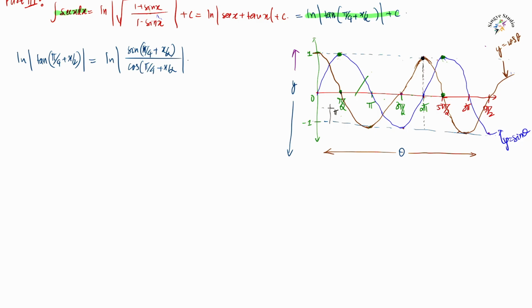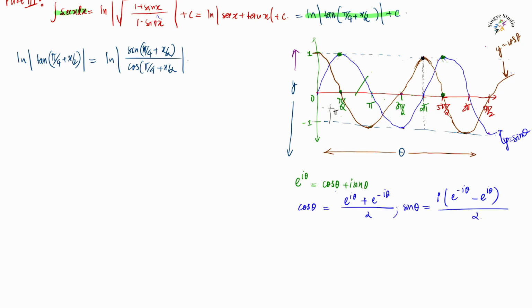From Euler's formula, we have e raised to i theta equals cosine theta plus i times sine theta. Therefore, to express cosine theta in terms of e raised to i theta, cosine theta is equal to (e raised to i theta plus e raised to minus i theta) divided by 2, okay? And sine theta is equal to i times (e raised to minus i theta minus e raised to i theta) divided by 2. This is by using the elimination method. You can try using it.